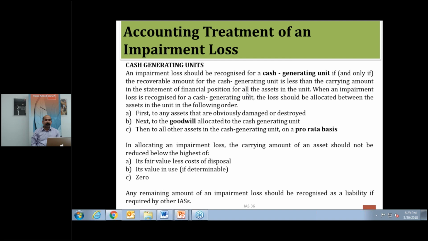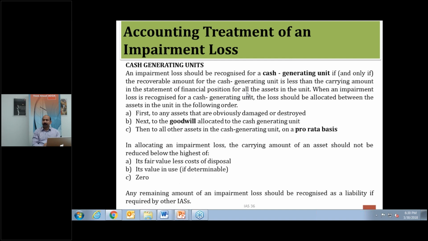Yes, it's less than the carrying amount in the statement of financial position for all the assets in the unit. When an impairment loss is recognized for a cash generating unit, the loss should be allocated between the assets in the unit in the following order. Number one, first, destroyed assets or damaged assets. If there is still impairment loss, then this will be allocated to the goodwill. And the remaining amount of impairment loss will be allocated to all other assets on a pro rata basis.